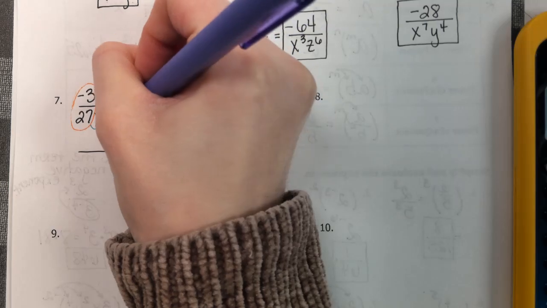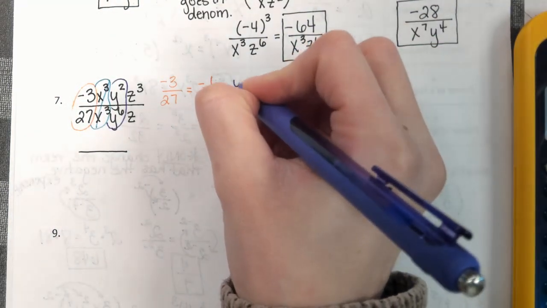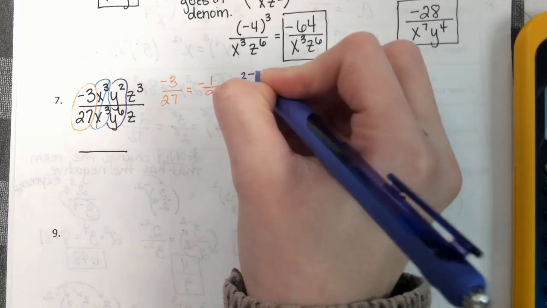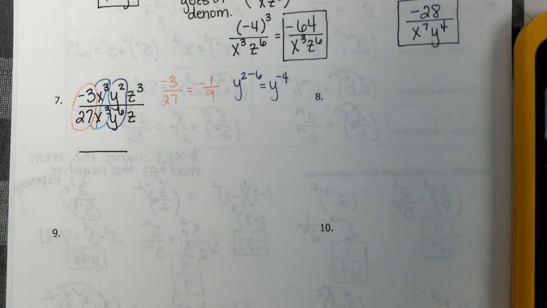Now, if I look at y squared over y to the 6th. So I've got 2 minus 6, which is y to the negative 4. That would go where? In the bottom. Okay?